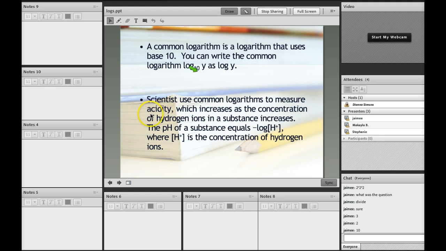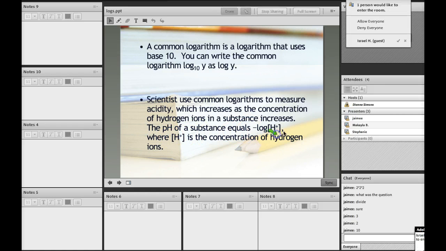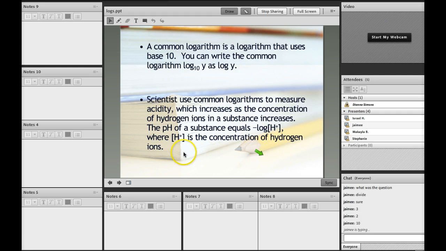Scientists use common log to measure acidity. I don't know if you guys are in biology, but in biology you work with pHs. The way that you get the pH is they use this log of hydrogen. You guys know what hydrogen is. Have you done pHs yet? Okay, so you will.